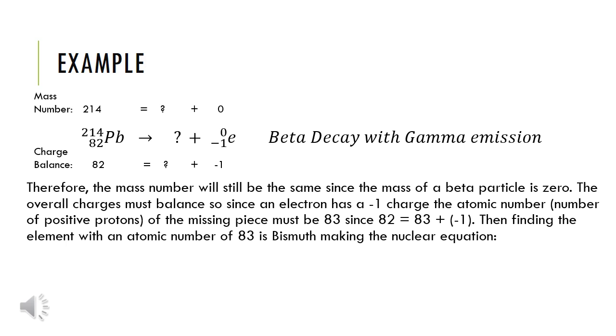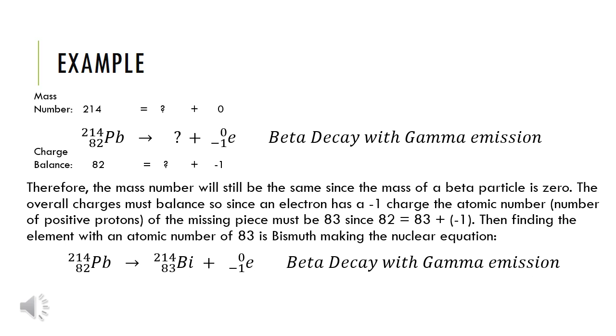The overall charges must balance. So since an electron has a -1 charge, the atomic number, or the number of positive protons of the missing piece, must be 83, since 82 equals 83 plus a -1. Then finding the element with an atomic number of 83 is bismuth, making the nuclear equation lead 214 decaying into bismuth 214 plus a beta particle. And overall, it's a beta decay with gamma emission.